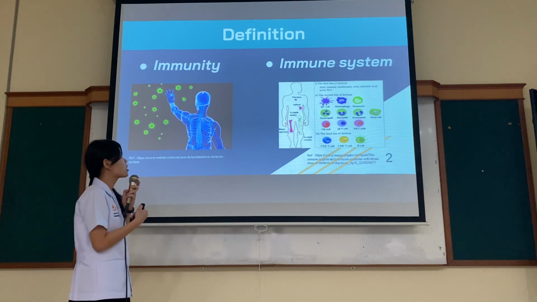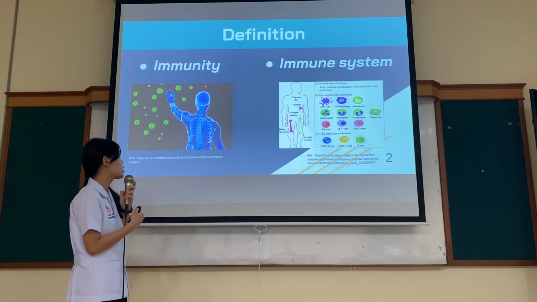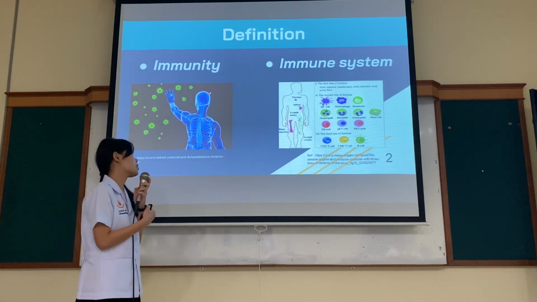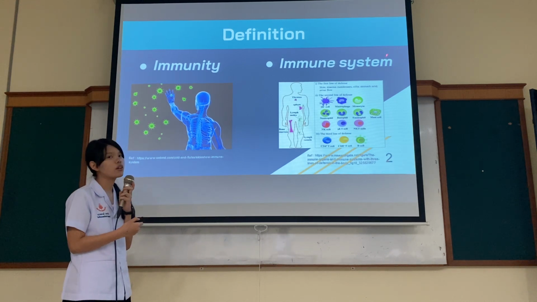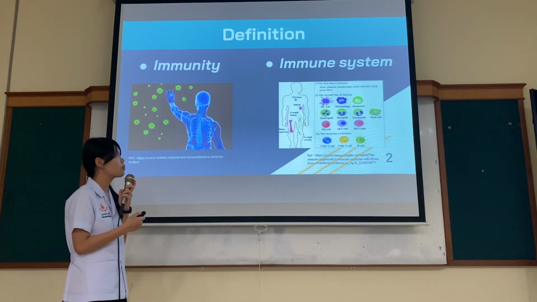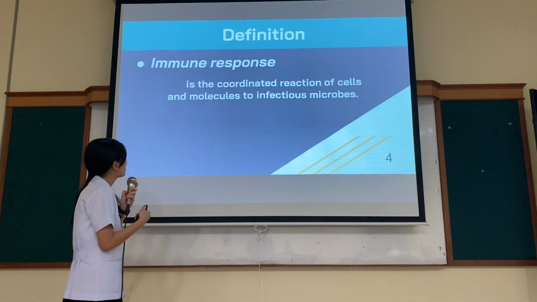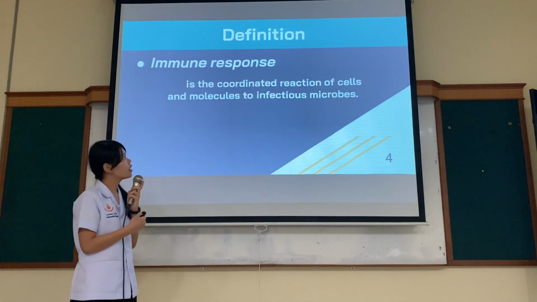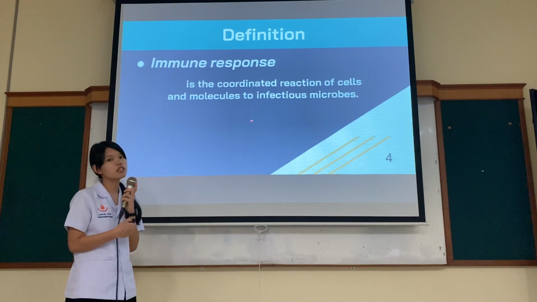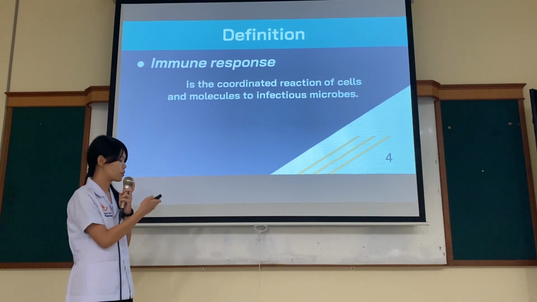Immunity is defined as resistance to disease, specifically infectious disease. The immune system is the collection of cells, tissues, and molecules that mediate resistance to infections. The immune response is the coordinated reaction of cells and molecules to infectious microbes.